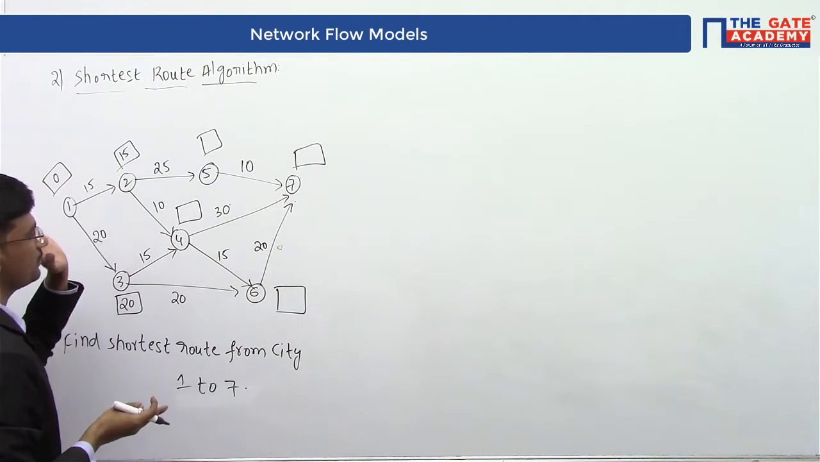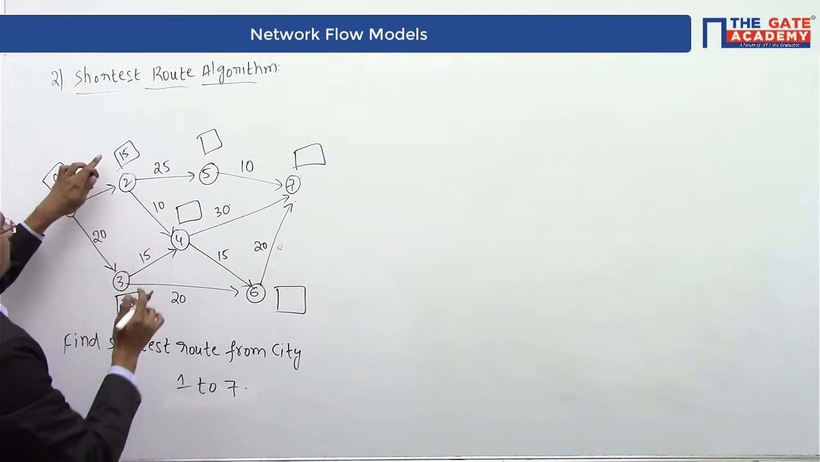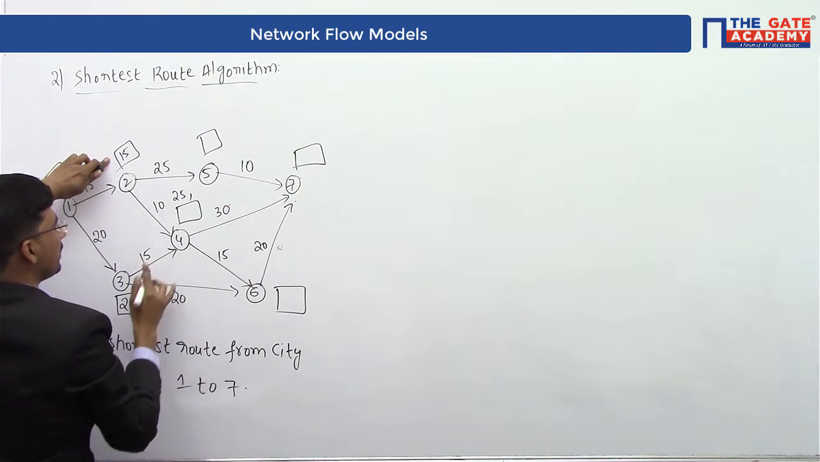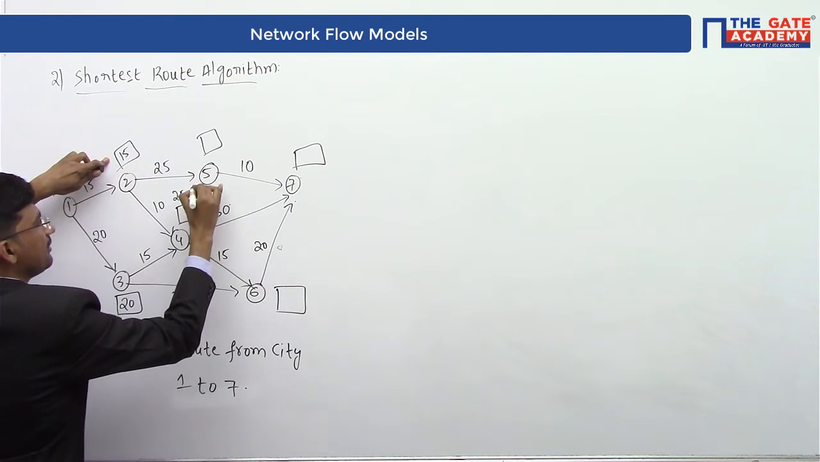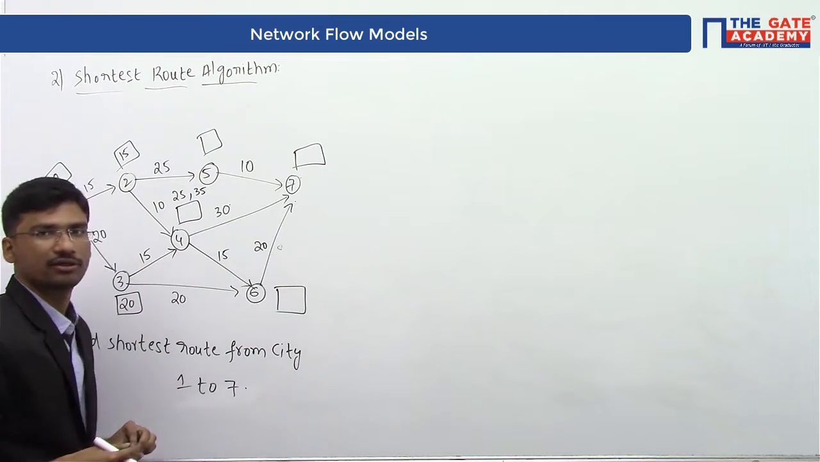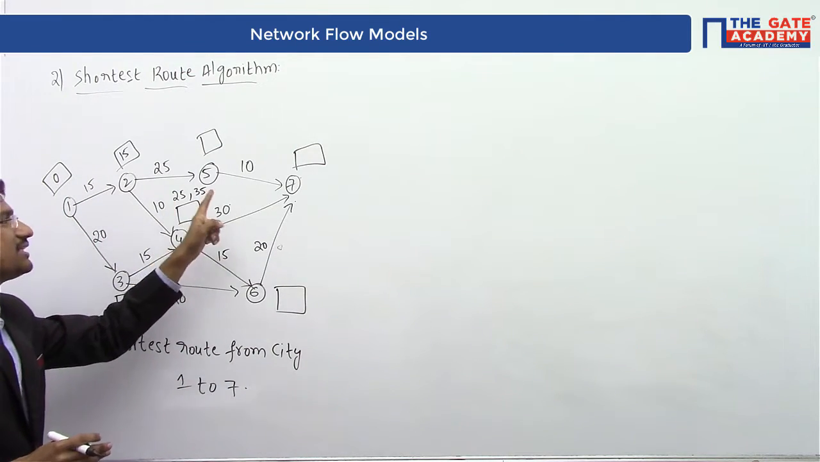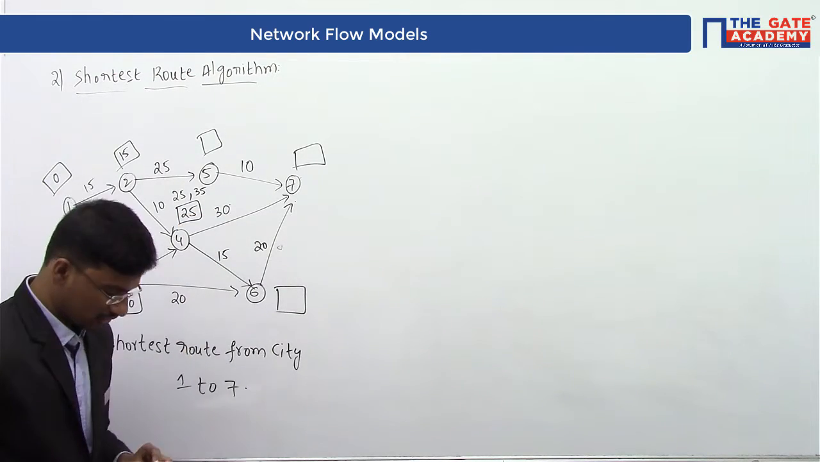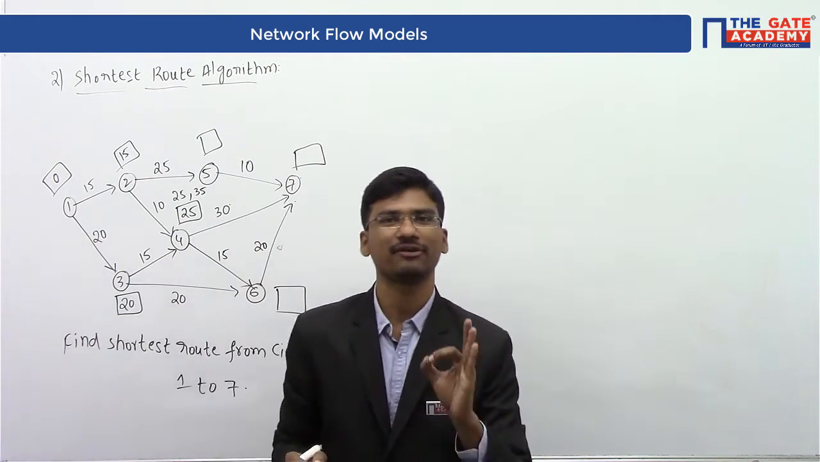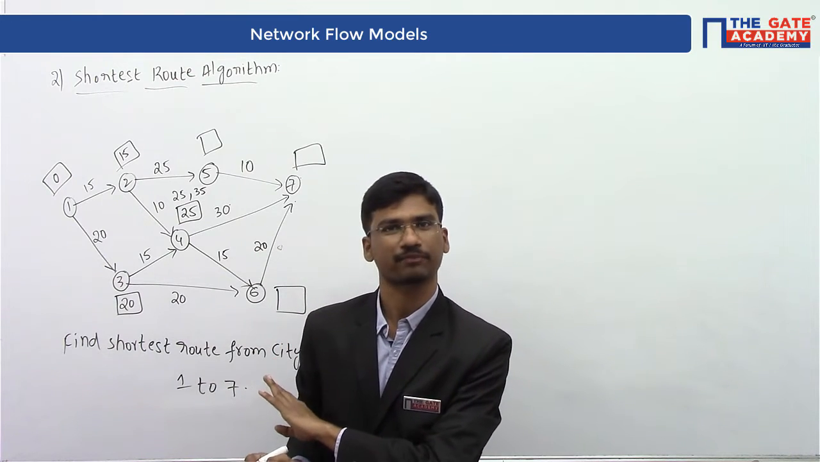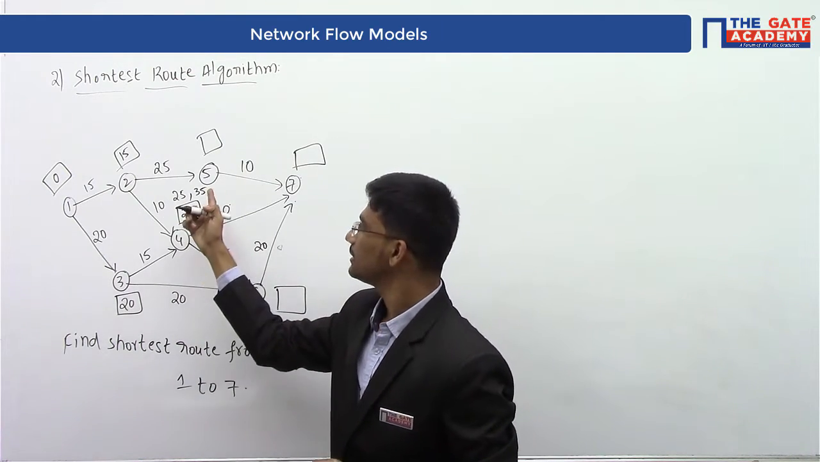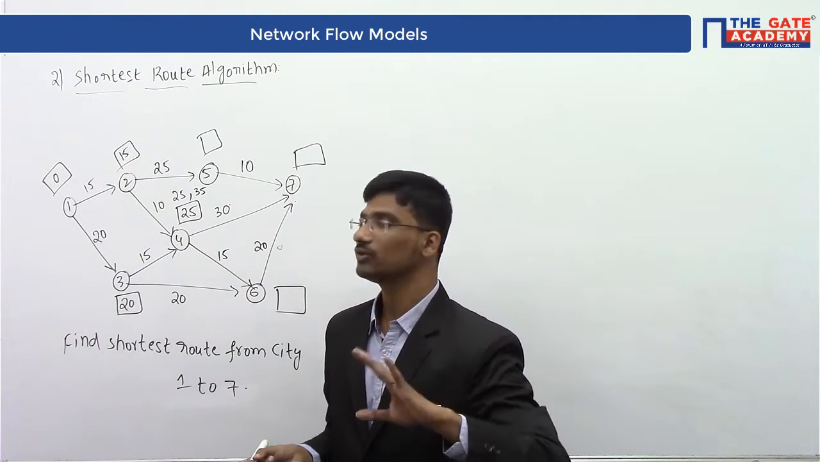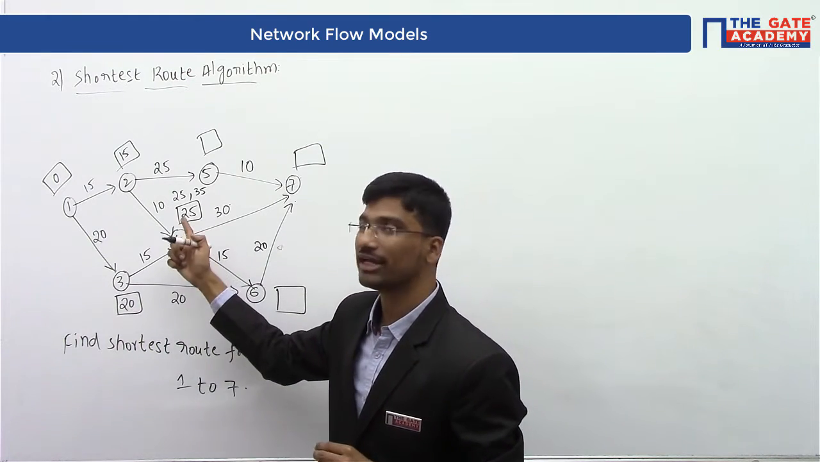Now from 2 to 4, this will be 15 plus 10, that is 25, or else 20 plus 15, that is 35. Between these two we have to take 25. This is the major difference between the PERT CPM problem and this algorithm. There we were taking 35, since it is project management with a different application, but here we have to take 25.